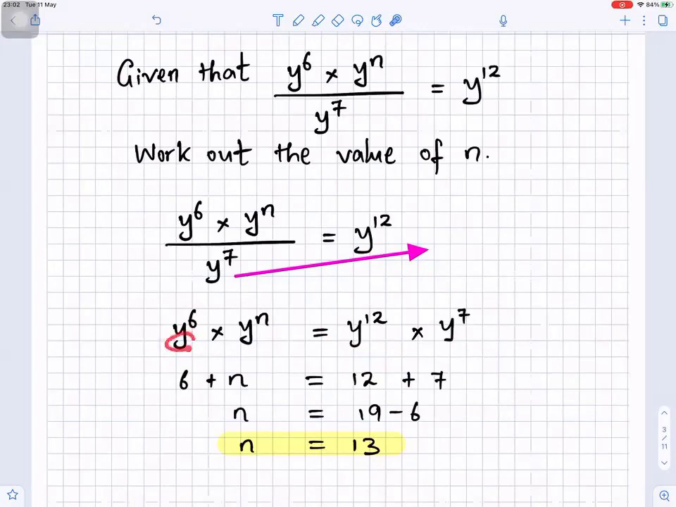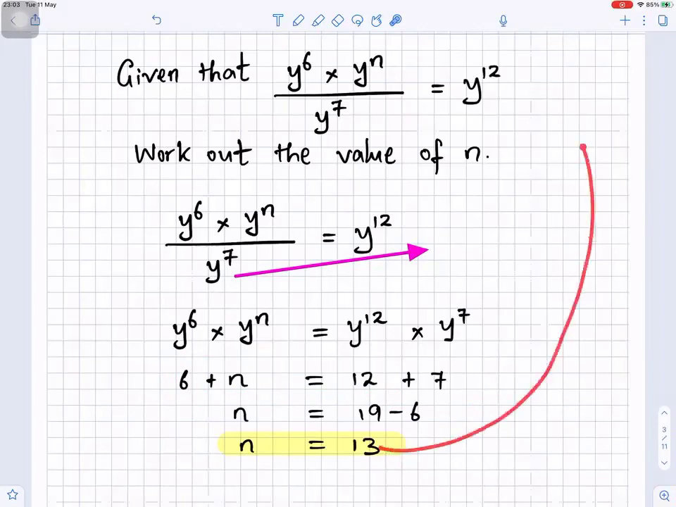If you notice, the bases are all y, all the same. So you add the powers. 6 plus n is the same as 12 plus 7. 12 plus 7 is 19. And plus 6 goes to that side, it becomes minus 6. 19 minus 6 gives you 13. So n is 13.